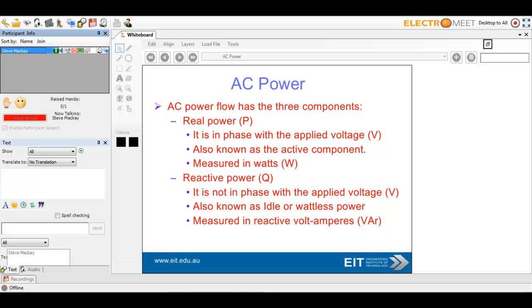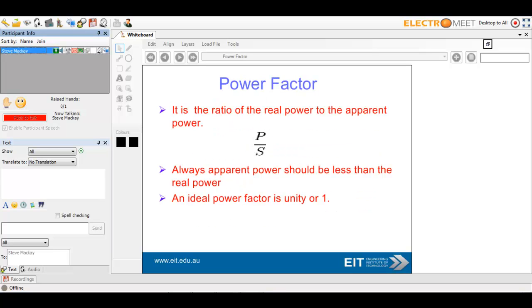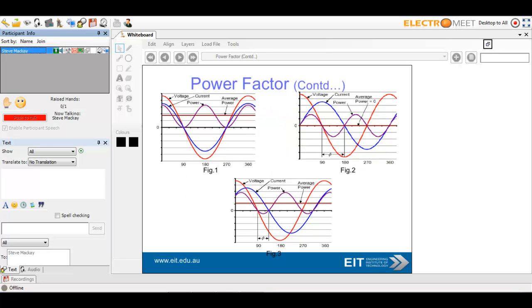AC power has three components: the real power, reactive power, and apparent power. Reactive power is probably not useful in terms of providing energy for moving stuff. It's real power that matters, and this goes together with the concept of power factor, really important. An ideal power factor is one, very hard to realize.